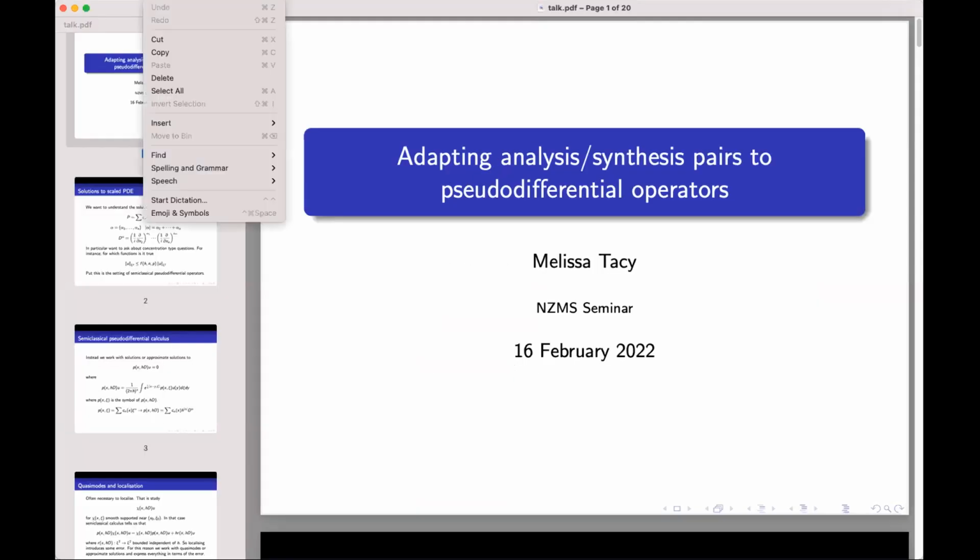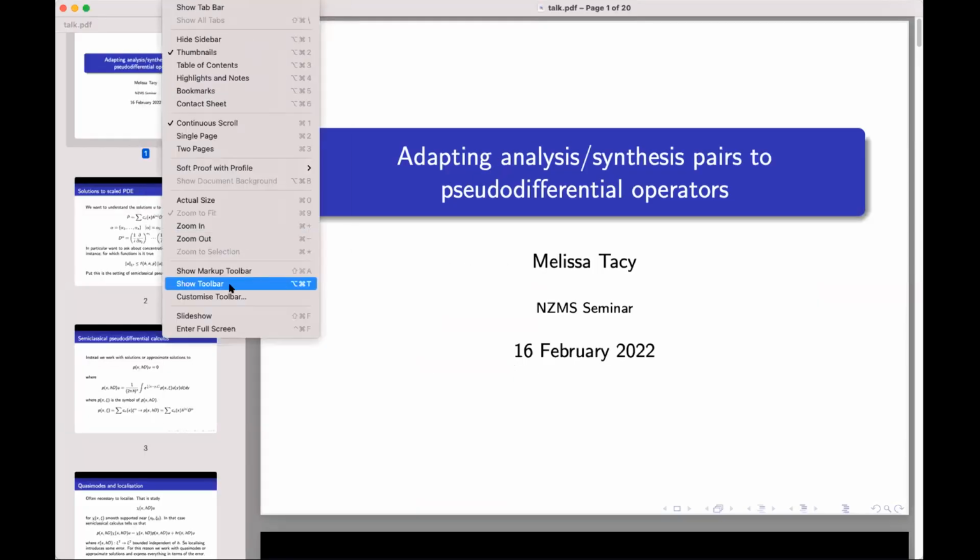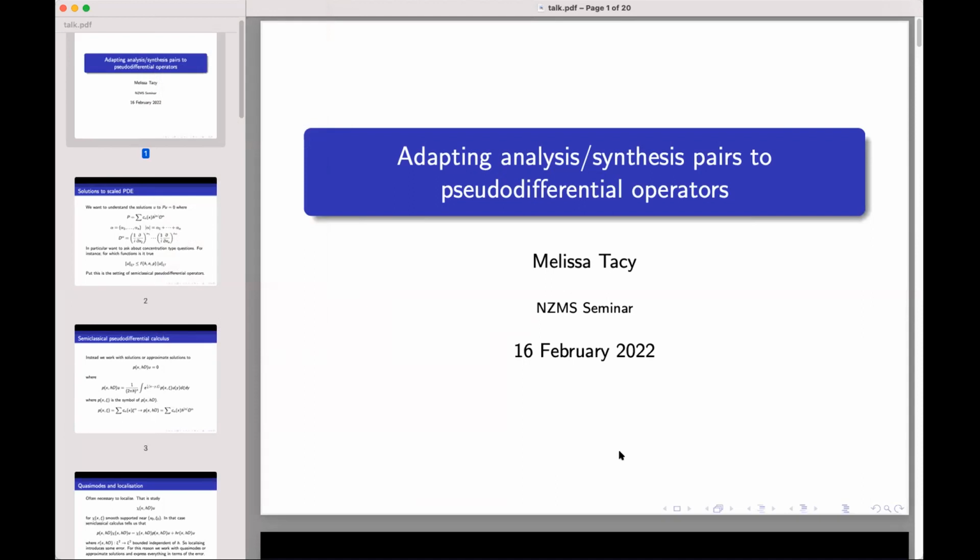I'm just going in and out of the view. For some reason, I'm having problems navigating my slides.